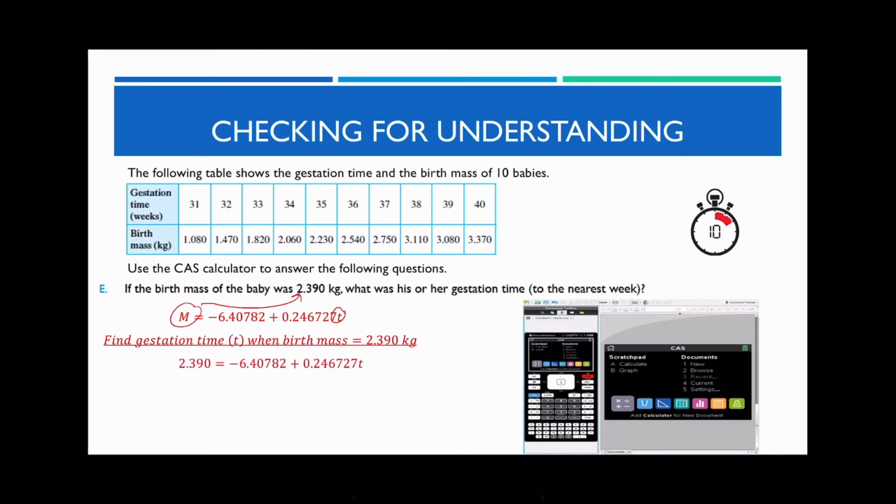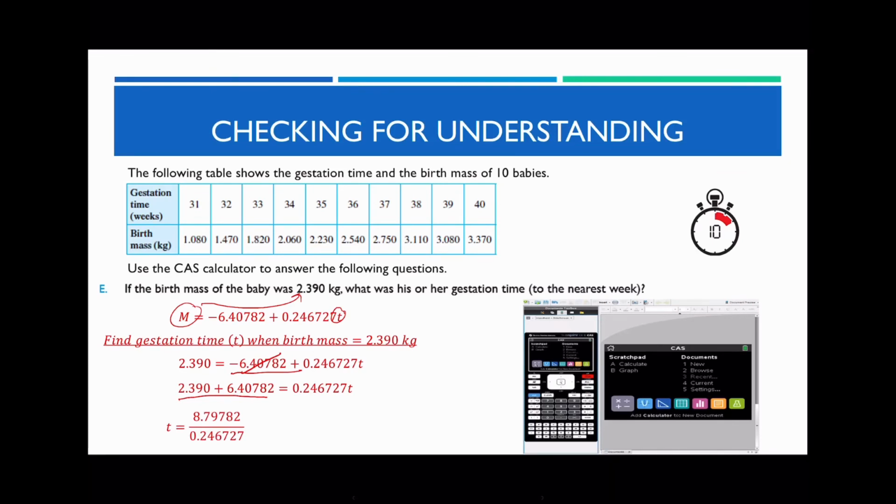And we're going to solve for T. We want to get T by itself. Since the negative 6.40782 is on the right hand side, we're going to eliminate it by adding 6.40782 on both sides of the equation. If you do that, this cancels this out. So find the sum of these two values. That's going to equal 8.79782.